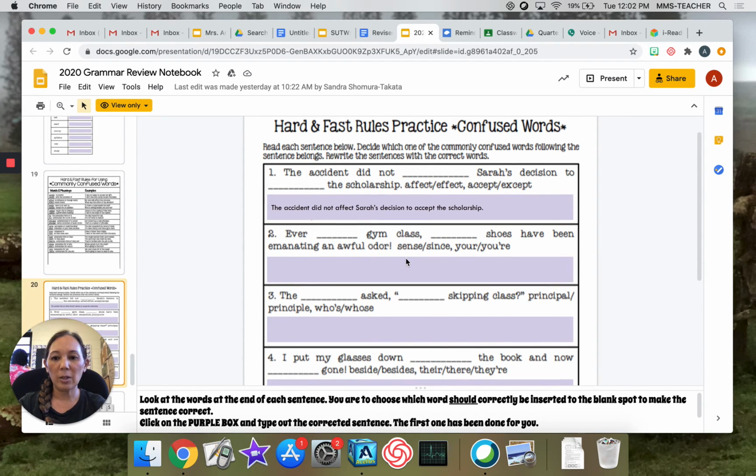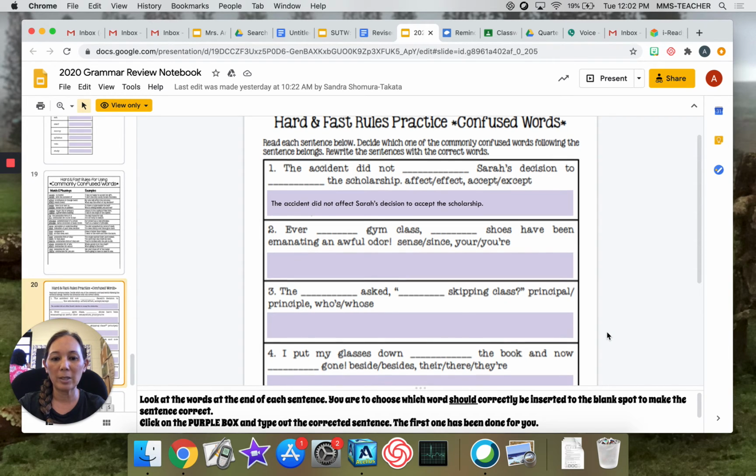It says, look at the words at the end of each sentence. You are to choose which word should correctly be inserted in the blank spot to make the sentence correct. Click on the purple box and type out the corrected sentence. The first one has been done for you.